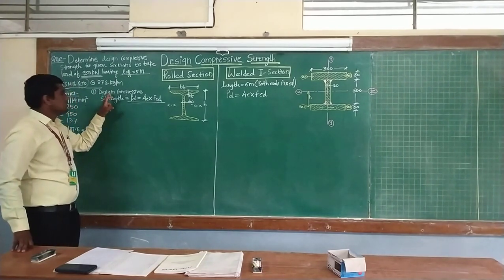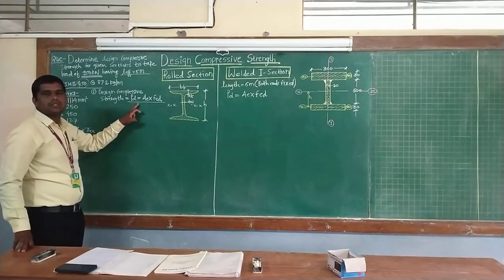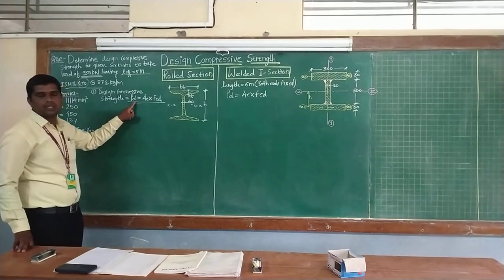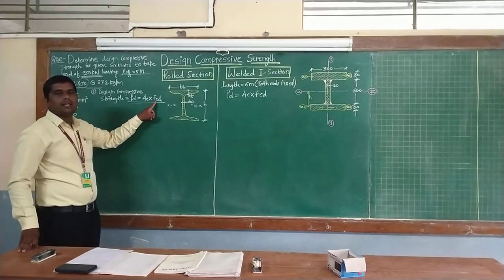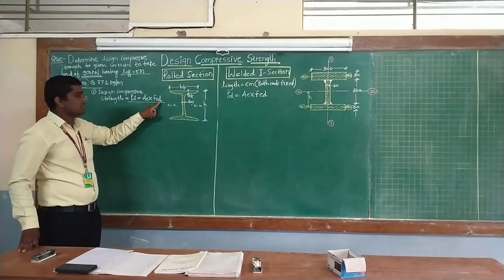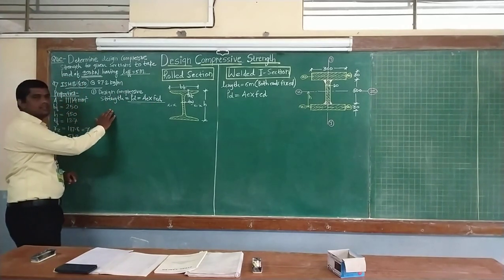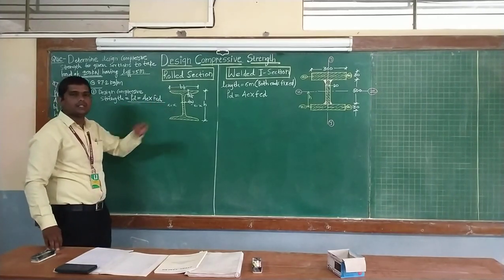First, to calculate the design compressive strength, which is called Pd, where d is design and P stands for compressive strength. Design compressive strength Pd is equal to the effective area Ae into fcd, where fcd is known as the design compressive stress, d stands for design, c stands for compressive, and f stands for stress. So design compressive strength Pd is equal to effective cross-sectional area into design compressive stress.